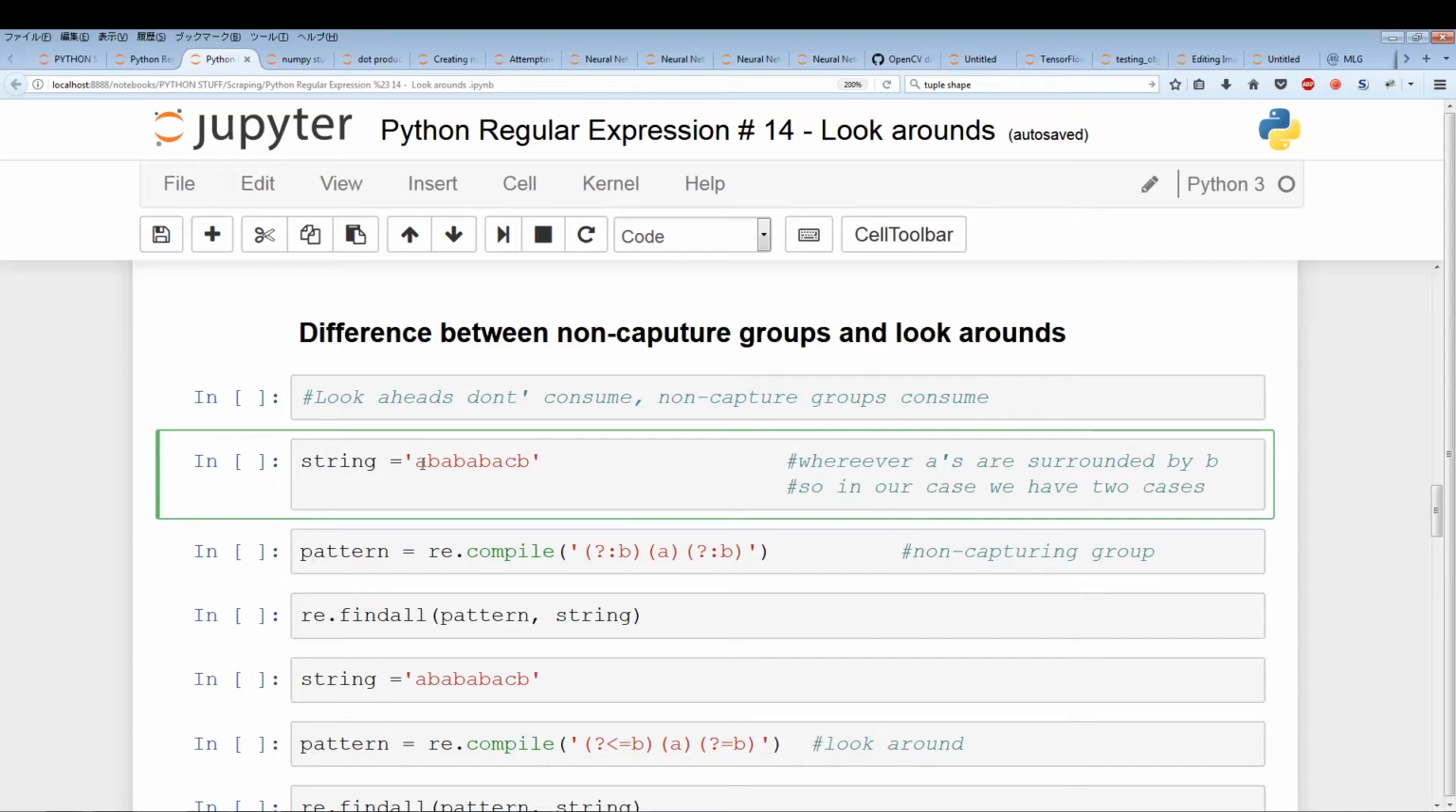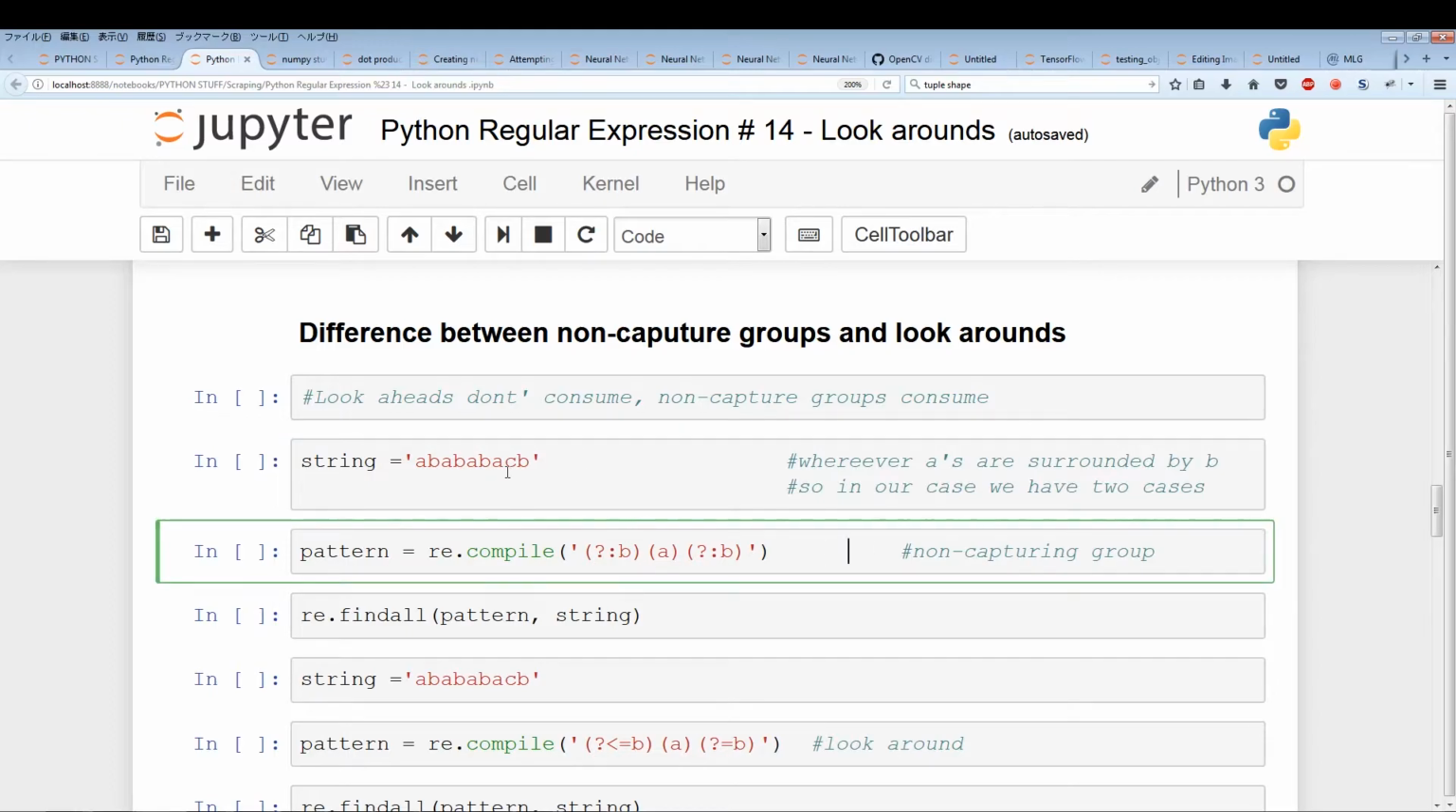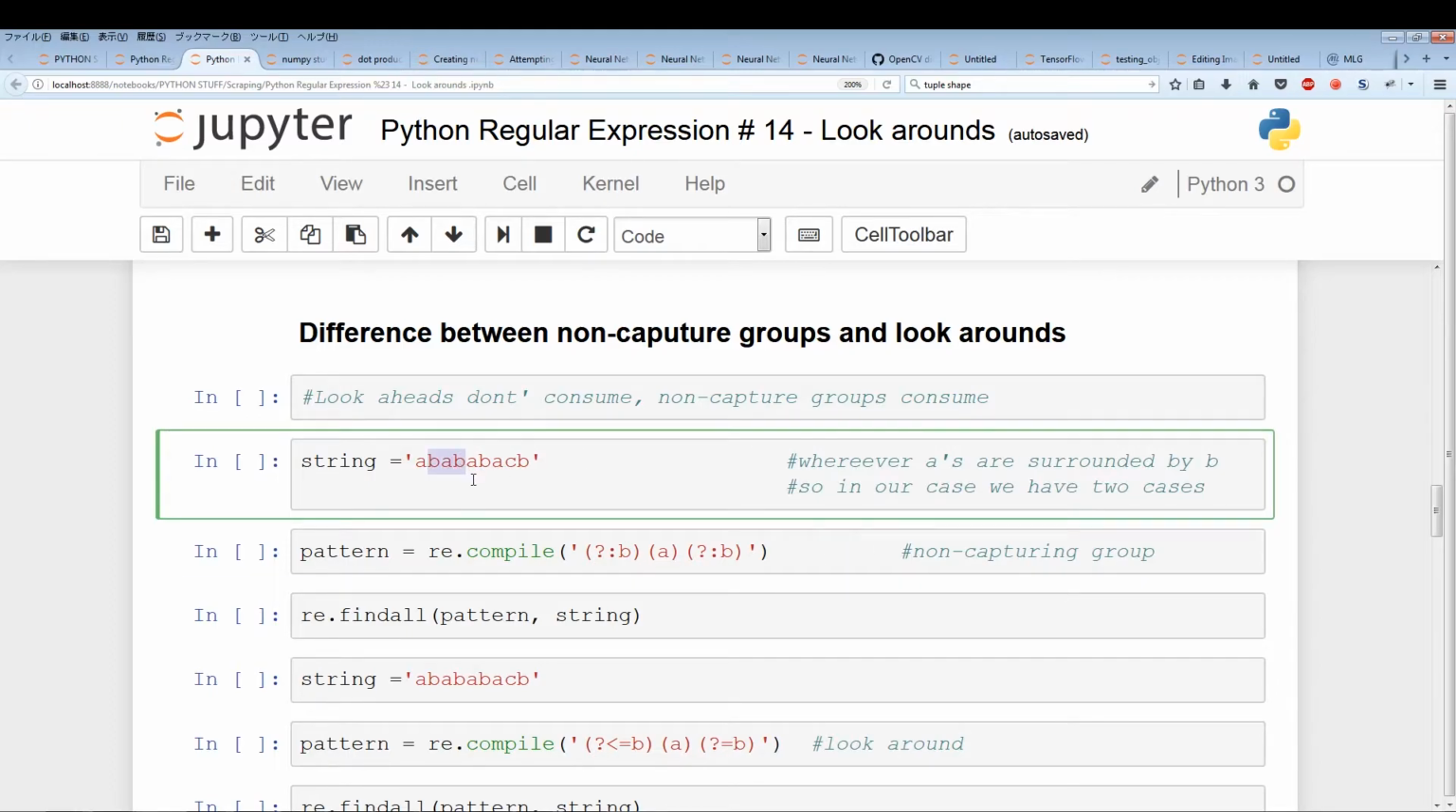Okay, so we have an A surrounded by B and B. That's one case. And then we have another A surrounded by B and B. Now the key thing you want to realize here is that this B is overlapping within two patterns, or overlapping within our outputs. So we have BAB here, and then we have BAB here. So string equals AB, AB, AB. We're trying to pull out two instances. Let me just reiterate, BAB here, and BAB here. So we're trying to pull out the two A's.